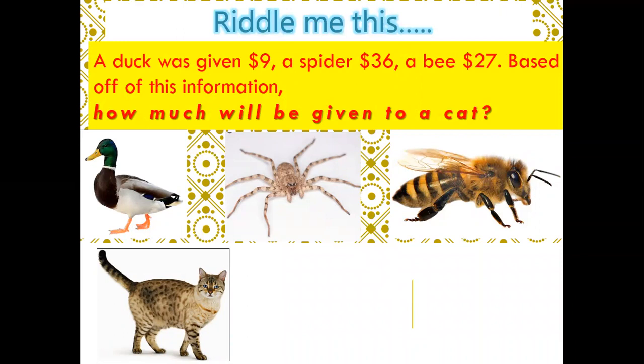We were just sitting around looking at some animals, and we said, take this $9 for the duck, take this $36 for the spider, and take $27 for the bee. Then someone asked, there's a cat over there, so let's try to give the cat some money as well. How much do you think would be given to the cat?